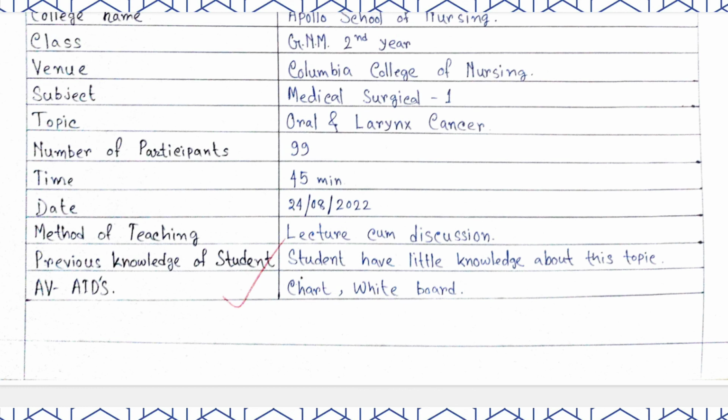Next, time, date, method of technique, method of teaching, lecture cum discussion, previous knowledge of student. Here you have to write the students have little knowledge about this topic. Then AV aids, chart, whiteboard.